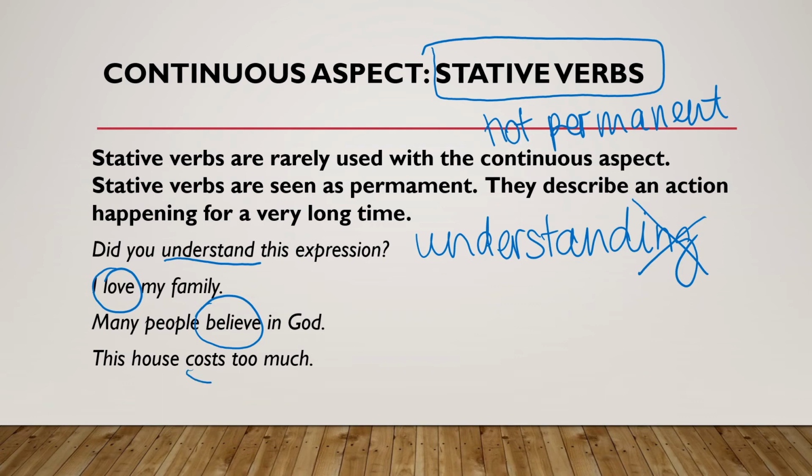This house costs too much, so the price is fixed, maybe 500,000 euros, which is supposed to be very cheap in the area where I live. So this is the price. That's it. There is nothing in the middle.